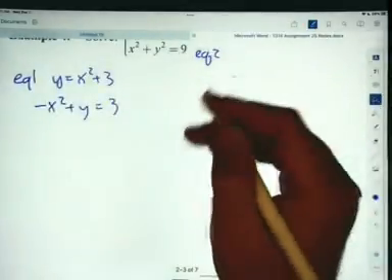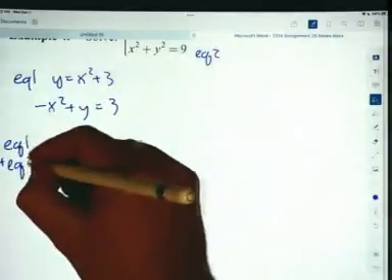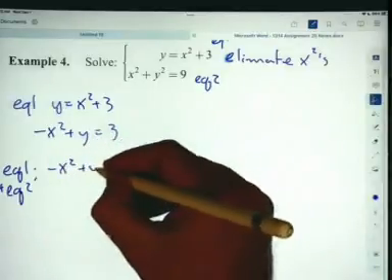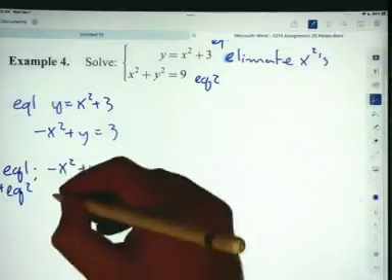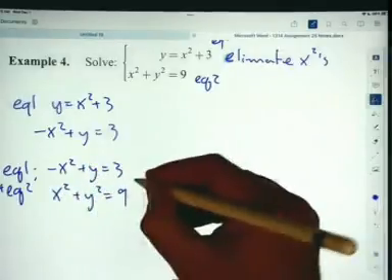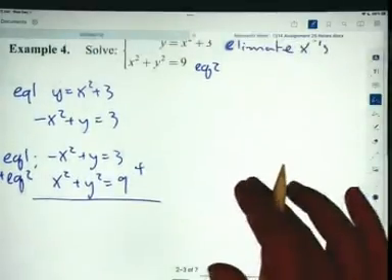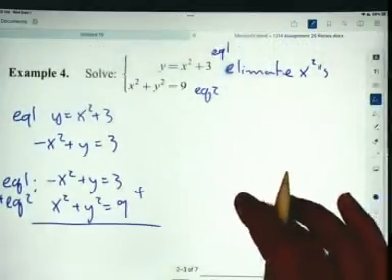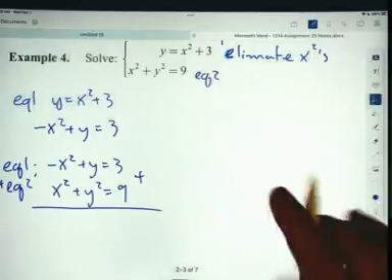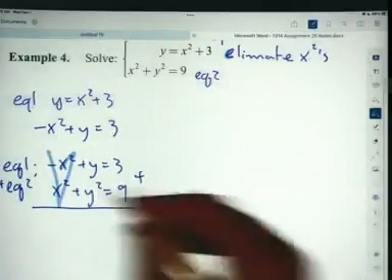And then we could take equation 1 and add it to equation 2. So you have negative x squared plus y is equal to 3. Then that's x squared plus y squared is equal to 9. And we're going to add these two together. You can see what we're doing here, we're doing an elimination. We're using the process of elimination to solve this system. So our x squareds cancel out, they're gone.